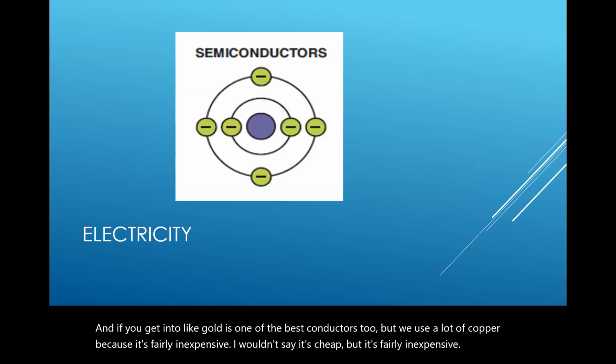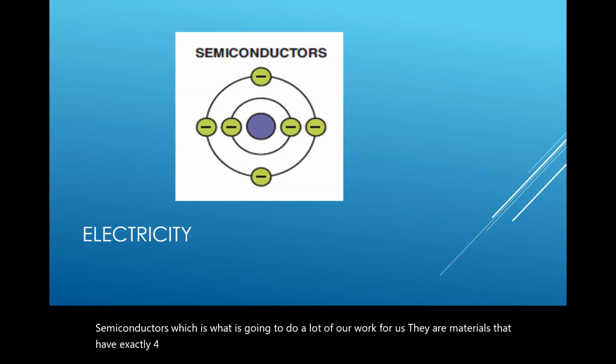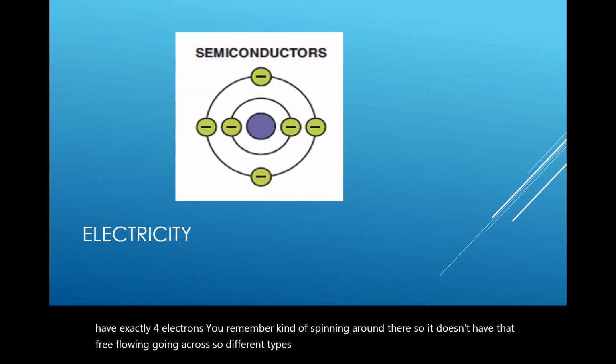Semiconductors are what is going to do a lot of our work for us. They are materials that have exactly 4 electrons. You remember, kind of spinning around there. So it doesn't have that free flowing going across. There are different types of semiconductors like silicon, also germanium, and also carbon. They are semiconductors, okay?